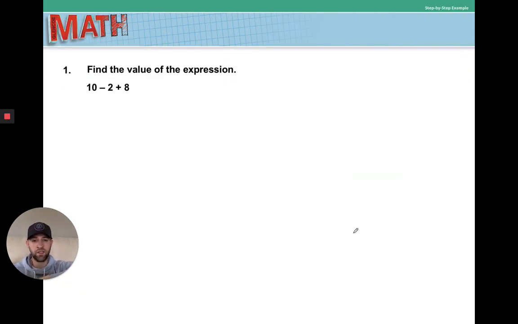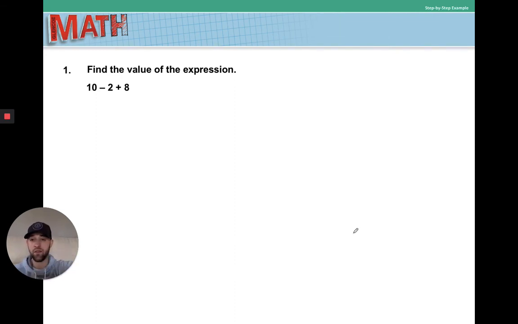All right, couple examples. The first example that I go over will just be step-by-step. I'll walk you through it. I won't do any work, I'll just talk you through it. The next one that I do, I'll actually do some steps and show you how it looks. So that's going to be our pattern going forward. Find the value of the expression. Those are our directions, and we have the problem 10 minus 2 plus 8.